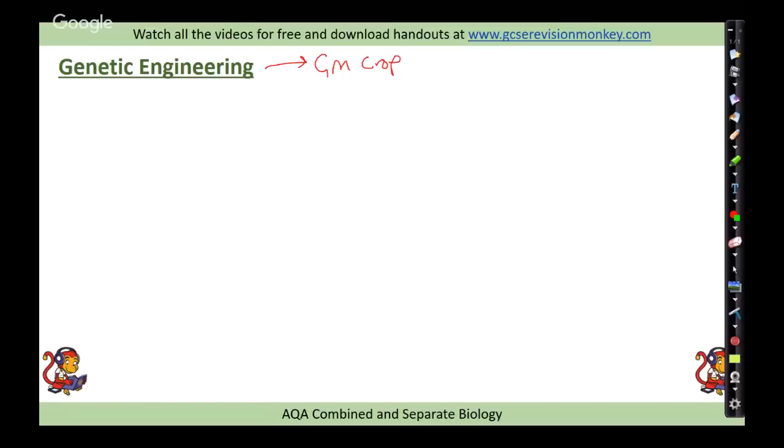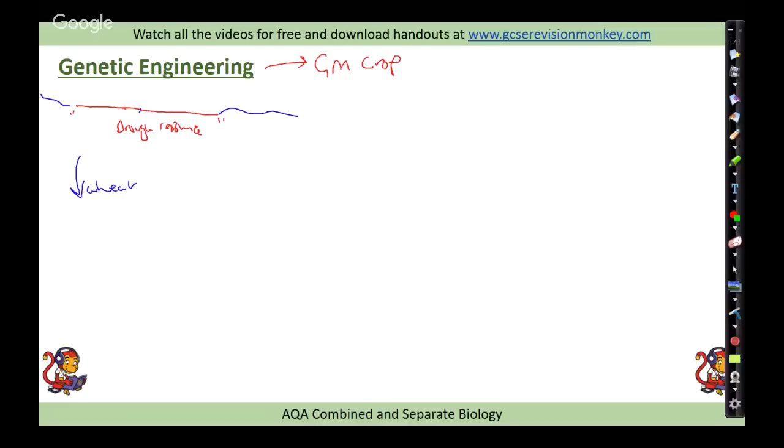For example, you may want to take the gene for drought resistance. Let's say this is the drought resistance gene. And you might want to take that length from the other long strand of DNA that you've got, and you might want to put it into the DNA of a crop that you want to grow. For example, you might want to put it in your wheat crop.